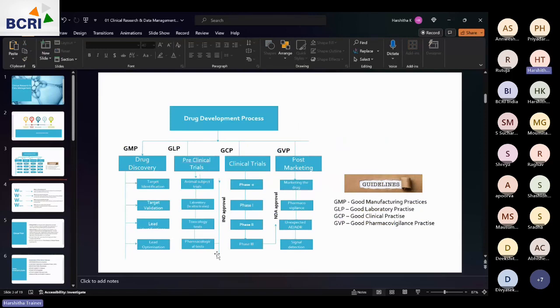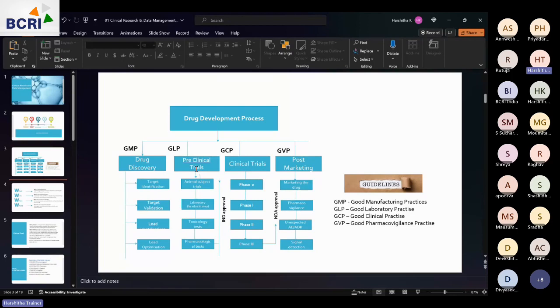So next we'll see the drug development process as we discussed. The initial one is drug discovery, then you have preclinical trials, clinical trials, and post-marketing surveillance. Post-marketing surveillance is nothing but marketing the product. See, if I sell an Ebola drug in India, it's not going to make any sense because there is no Ebola disease in India. So I don't have a market for an Ebola drug in India.